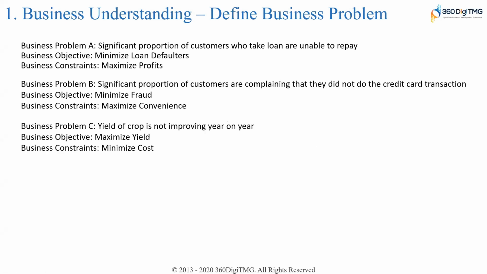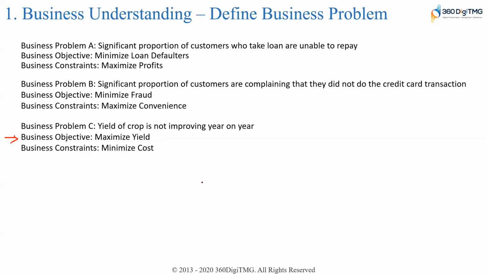Okay, business problem C. Say the yield of crop is not improving year on year, some agriculture related problem. For this problem, your business objective would be maximize the yield, amount of yield that we have, right? And while you try to maximize the yield, your business will also put constraints on you. And that constraint is minimize the cost.